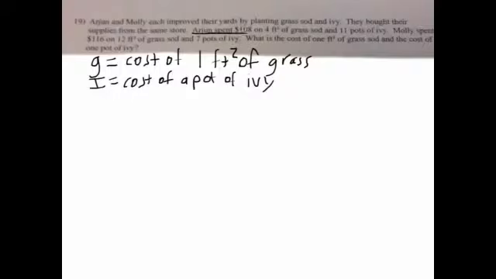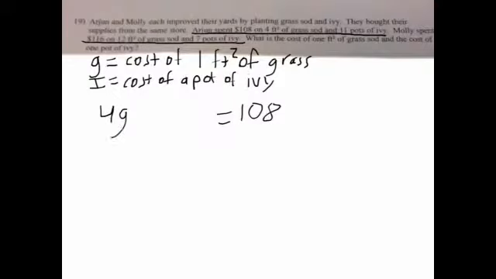As I read through these, I notice I have two statements here that give me totals. And those actually just translate right into equations. You have a total of $108, and that's made up from 4 square feet of grass, so that's 4G, and 11 pots of ivy, so 11I. And there's my first equation.